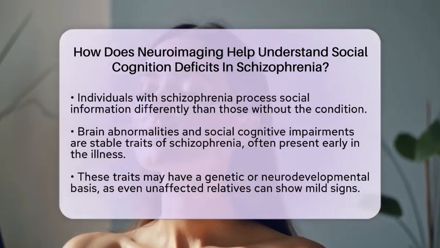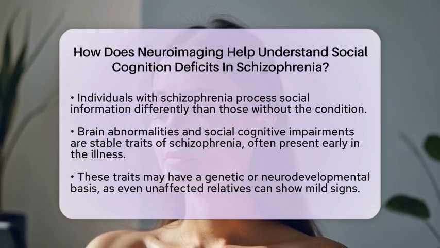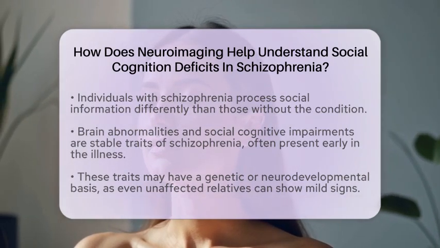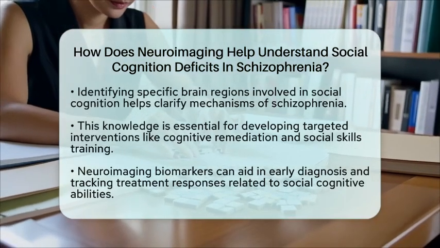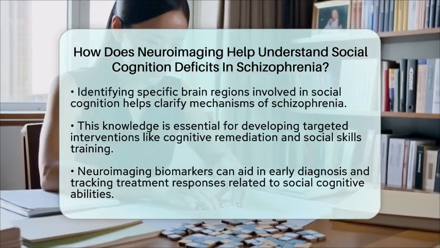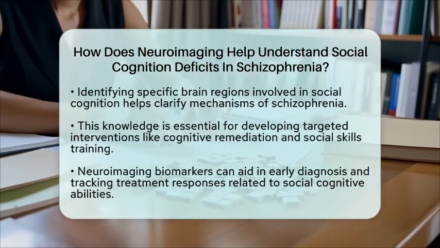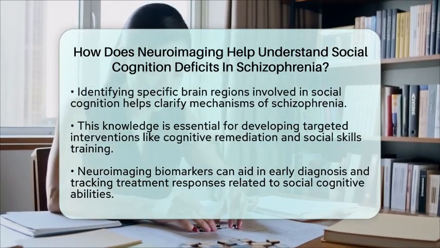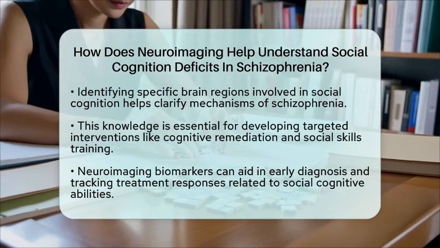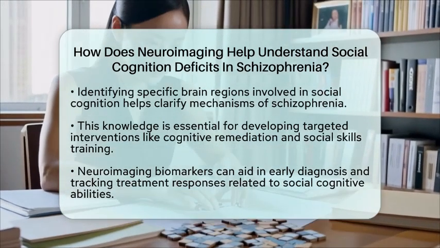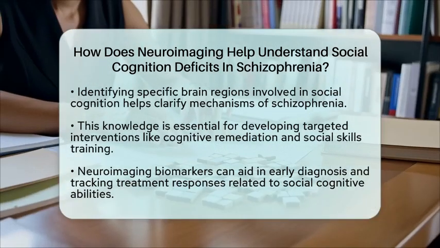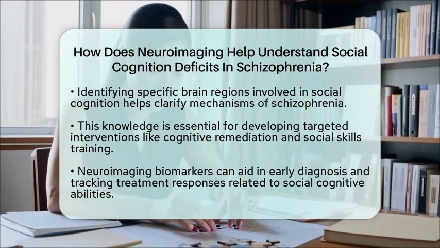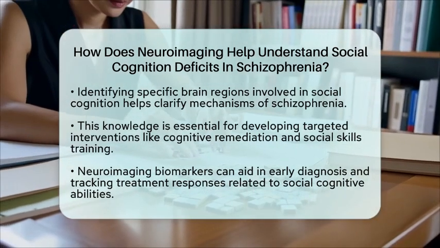By pinpointing specific brain regions and networks involved in social cognition deficits, neuroimaging helps clarify the underlying mechanisms of schizophrenia. This knowledge is essential for developing targeted interventions, such as cognitive remediation therapies and social skills training, which aim to improve social functioning. Additionally, neuroimaging biomarkers can assist in early diagnosis and tracking treatment responses related to social cognitive abilities.